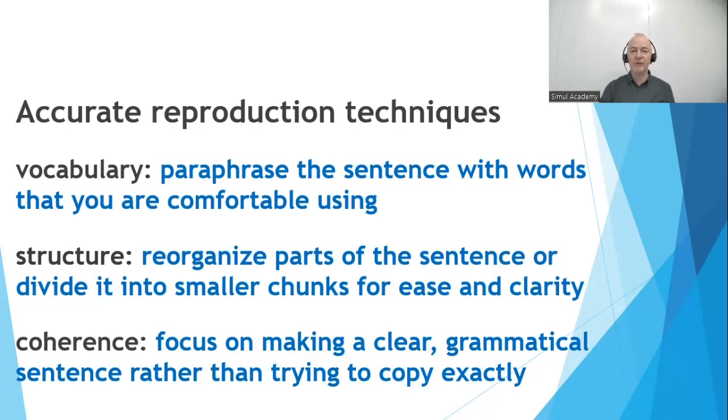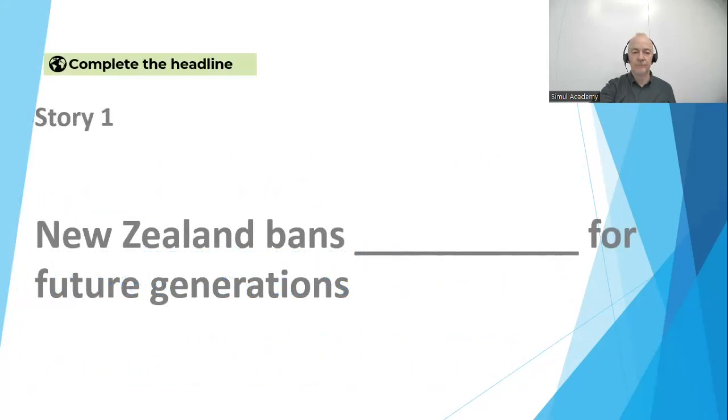I'll share the headline for the first story. See if you can remember the missing part to complete this headline. New Zealand bans cigarettes for future generations. Do you remember this story? Let's listen to the whole story. First of all, listen and take notes, and then later I'll show you the whole story and you can read it. Feel free to pause the video or repeat if you want to listen to it again.